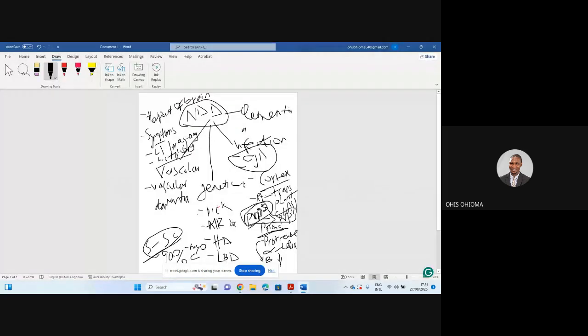So I think I'm done with the infective causes. Do we have any questions as regards the infective causes of dementia?